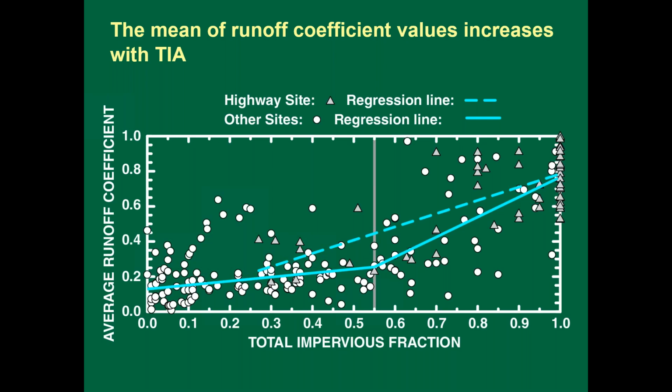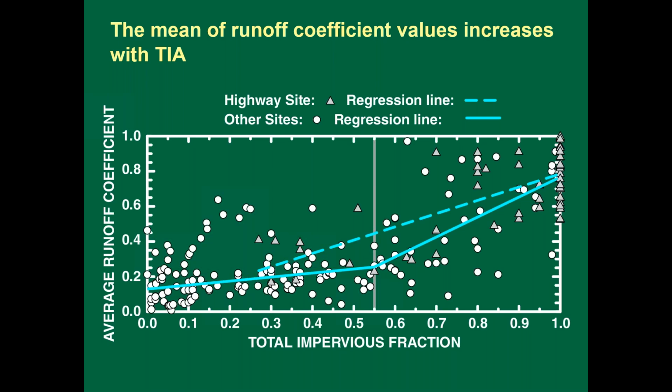This graph shows the average runoff coefficients on the vertical axis and the impervious fraction on the horizontal axis. The dashed line is the regression relation developed for estimating the average of runoff coefficients at highway sites, which are shown as triangles. The highway site regression equations were developed with data from 58 highway sites across the country, with 9 or more storm events that had drainage areas ranging from 0.05 to 106 acres and total impervious fractions from 0.27 to 1.